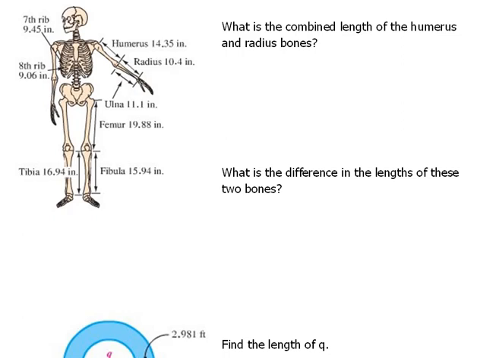Now that we know how to add and subtract decimals, this opens up a whole new world for us because the world really does work with decimals and fractions. Not everything is a nice whole number. So here we have a picture of a skeleton, and they have the lengths of some of the bones written in with inches. And our question says, what is the combined length of the humerus and the radius bones?